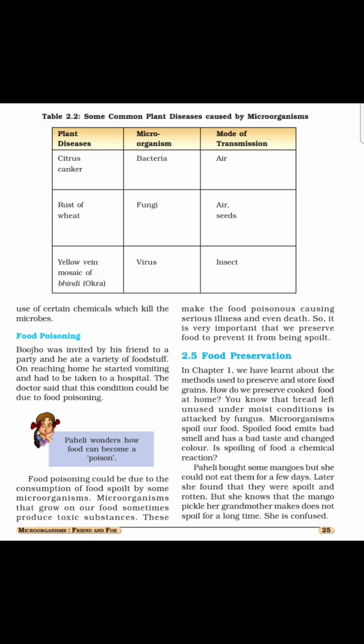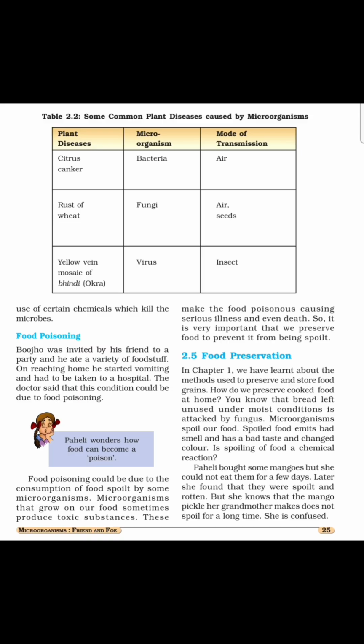Next one is rust of wheat. This is a major fungal disease for wheat crops. It's caused by a fungus and spreads through the air and also through seeds. If infected seeds are planted, the disease can quickly spread throughout a field.